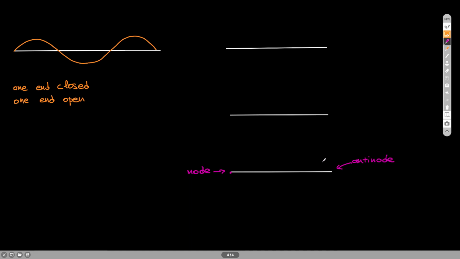I talked before in a different video, a node means that the point is never moving at all. The displacement is always zero. Opposite to that, an anti-node is a point that always has the maximum displacement. So if this point is not moving at all, then this point of the string needs to be going at the highest point and then at the lowest point compared to any other point on the string.